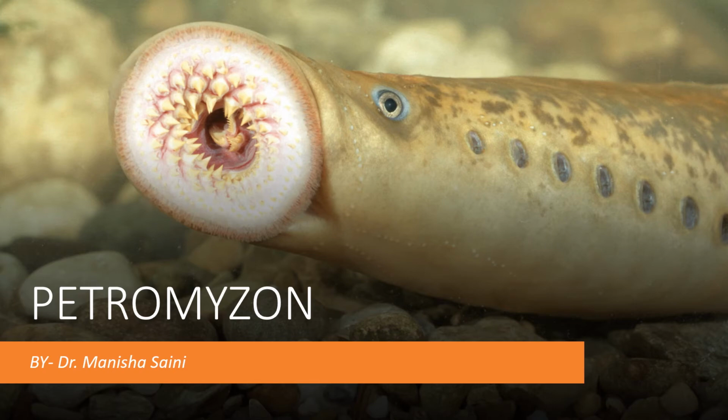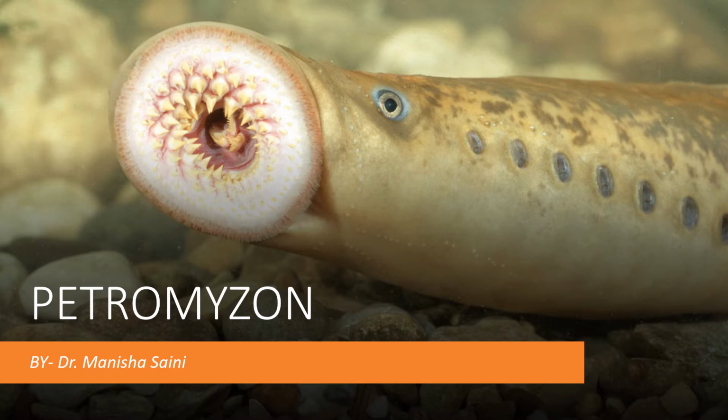Hello students, today we are going to discuss the nervous system of Petromyzon. Petromyzon is an organism under class Cyclostomata, which includes the organisms which have a circular mouth. In Petromyzon the nervous system is very well developed and very similar to that of the whole vertebrate series, but the parts of the brain and nervous system are relatively of primitive type.